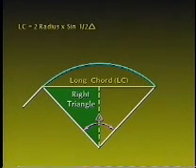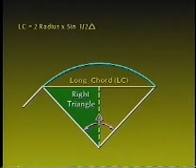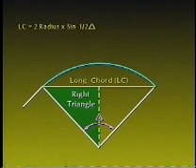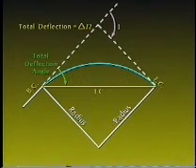The LC, length of long chord, is shown in this screen and is a straight line connecting the BC and the EC. Note the right triangle formed by the midline of the curve, the long chord, and the radial line to the BC. As shown in the sketch now on screen, the formula for computing the LC is twice the radius times sine of half delta.